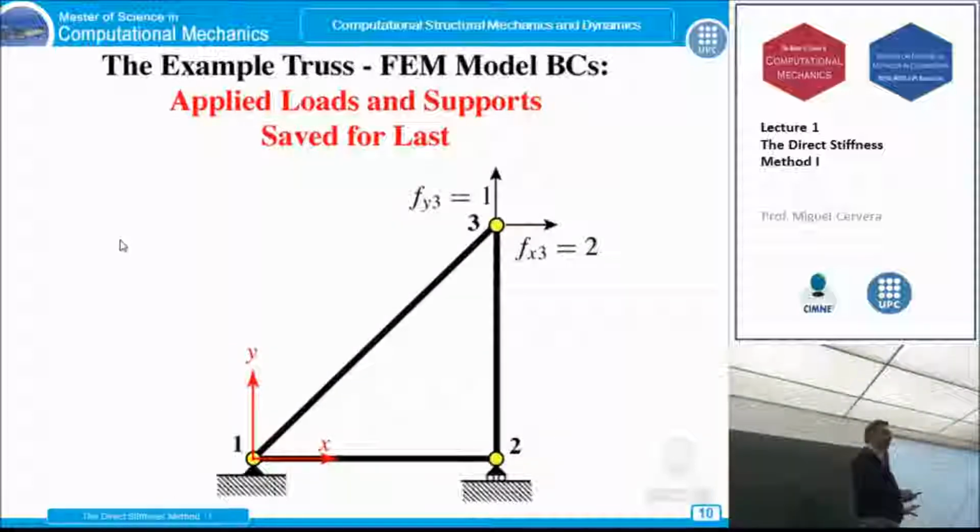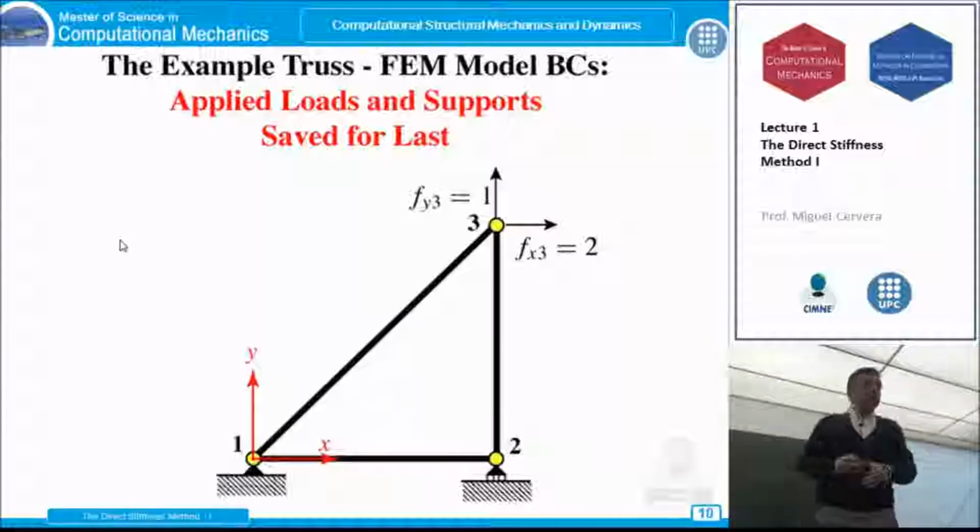This is the actual case that I want to solve. You can go home and solve any other. But this is the actual problem I'm going to solve. I'm going to consider this point fixed. I'm going to consider that in node 2 we have a roller. And I'm going to consider that here I have fx3 equal to 2 and fy3 equal to 1.